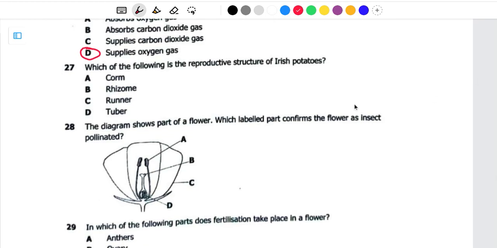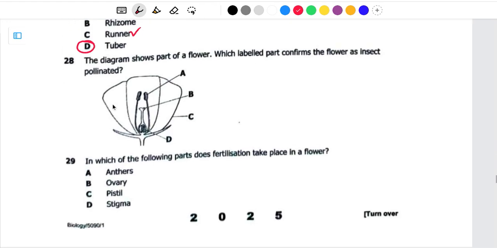And then question 27 is saying which of the following is the reproductive structure of Irish potato? So we have sweet potato and Irish potato. For sweet potatoes, they are runners. Then for Irish potato, we have tubers. That is one thing that you need to know.